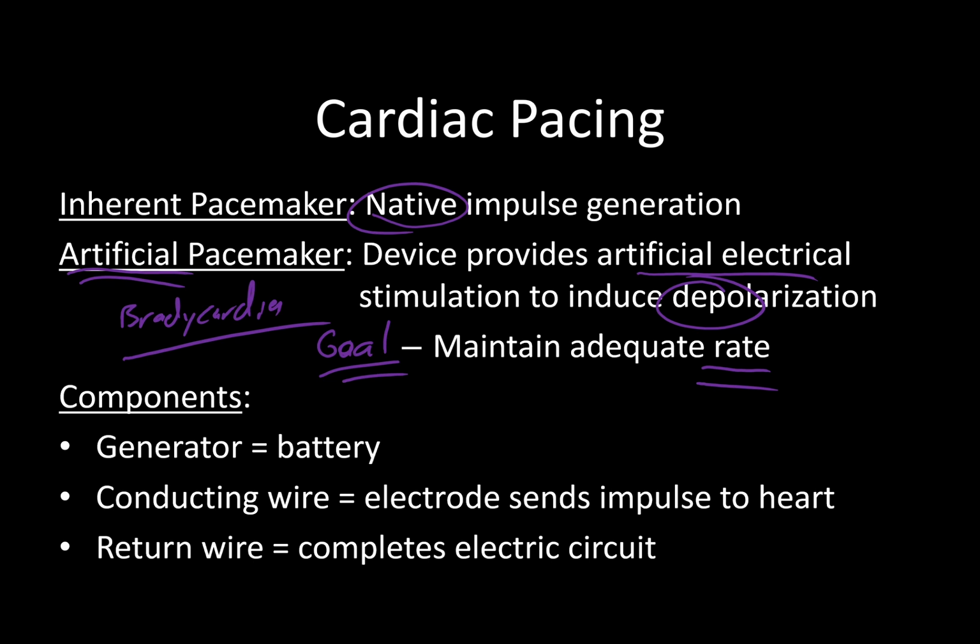Other terms that are important to know: the generator is actually the battery portion, what provides the electricity. The conducting wire is what carries the electricity to the inside of the heart, so an electrode, and then the return wire completes the circuit, because it's just like a light switch. You have to have a wire going in and a wire coming out.